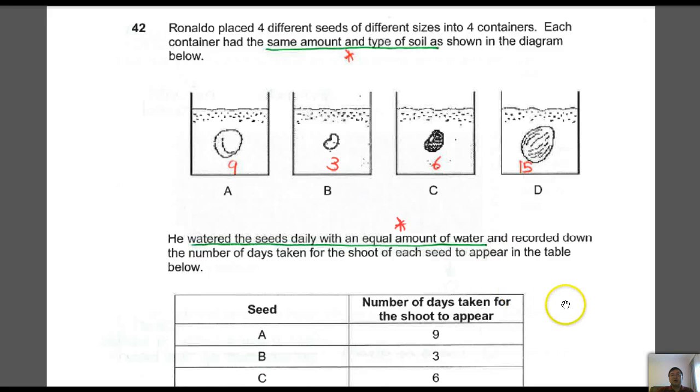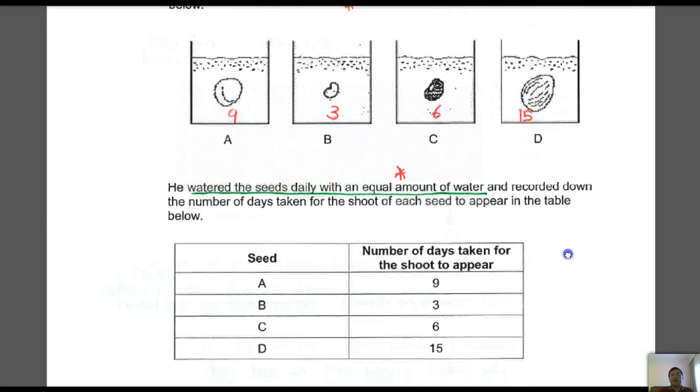So Ronaldo recorded the number of days it took for the shoot to appear. For A it is 9, B is 3, and so on. Now this means 9 days, this means 3 days. 3 days means this one grows faster, B grows faster.